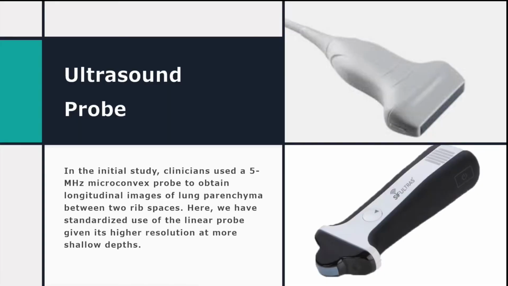So, just the tools you need to perform the Blue Protocol. When they initially developed this protocol, they used a 5 megahertz microconvex probe, so you'll see a lot of pictures from that in our presentation. But basically they used it the same way that we use our linear probe to obtain longitudinal images of lung parenchyma between rib spaces. They used this probe because they thought it fit in between the rib spaces very nicely.